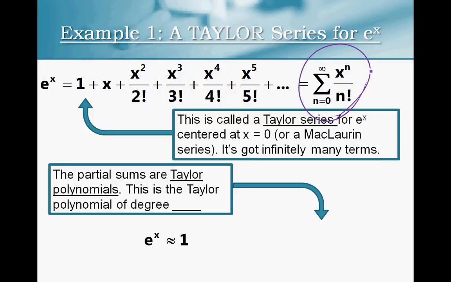a not so bad approximation for e to the x near x equals 0 is actually just the constant line y equals 1. Now that's only good very near x equals 0. An even better approximation is e to the x is pretty close to 1 plus x. We could do even better than that. E to the x looks pretty close to 1 plus x squared over 2 factorial near the origin, near x equals 0, near where it's centered. What these are called are partial sums of the Taylor series.